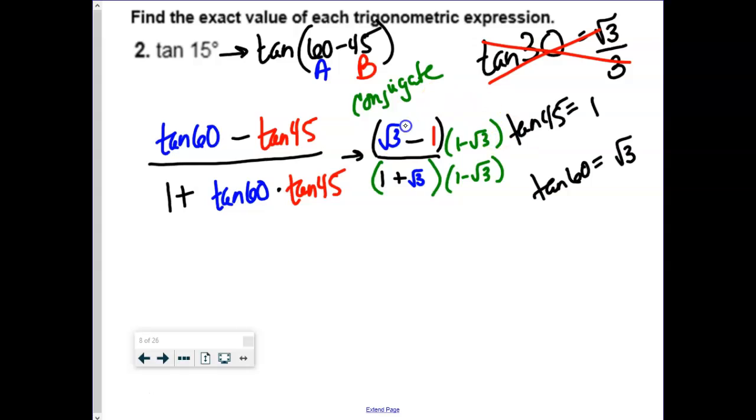So up here in the numerator, lots of foiling, guys. Square root of 3 times 1 is square root of 3. Square root of 3 times negative square root of 3 would be a negative 3, because it's like square root of 9. Inside arch here is negative 1. And then the last times last would be positive square root of 3. We'll come back to simplifying that in a moment.